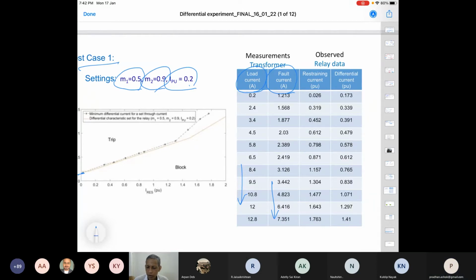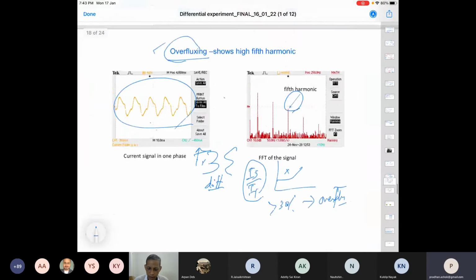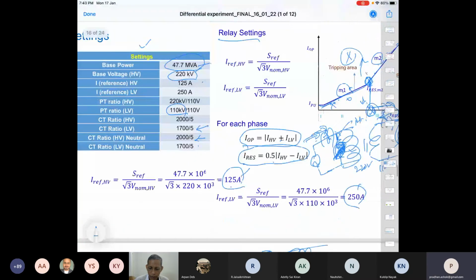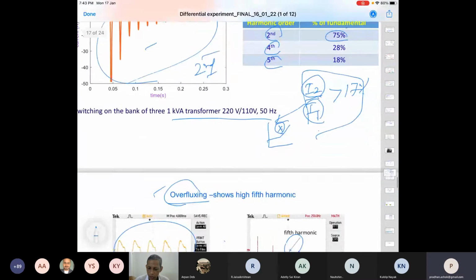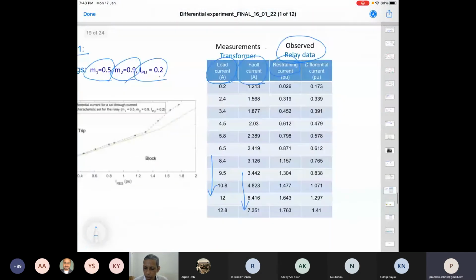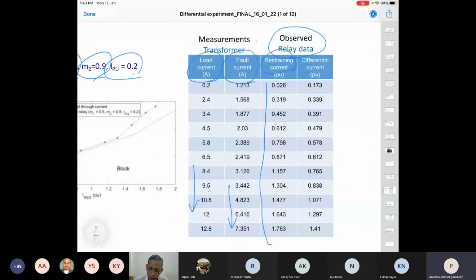For different sets, we calculate the restraining current from the relay data, what the relay provides. The relay also measures, and I'll show you in the next slide. The relay data is our concern, not just what we check from the external meter, but how the relay reads. The relay ratings and the corresponding transformer ratings are provided in the data sheet. Our transformer is very small, not compatible with this relay. So our analysis will be based only on what the relay sees.